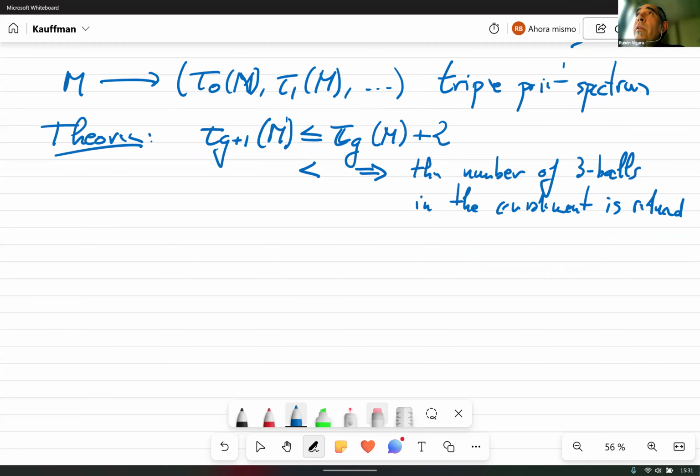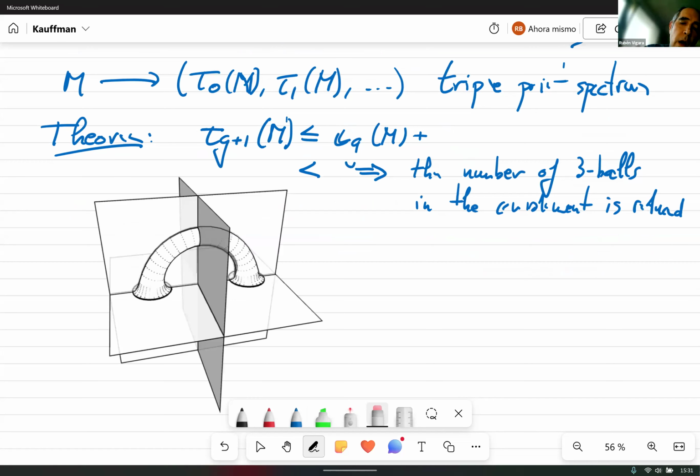If we have a filling Dehn surface of genus G, we can obtain by a small modification, adding a handle of this kind, a filling Dehn surface where the genus is increased by 1, but we have 2 more triple points. So if this surface is a minimal genus G filling Dehn surface, we obtain a filling Dehn surface with 1 more genus with 2 more triple points. So because of this, we have this.